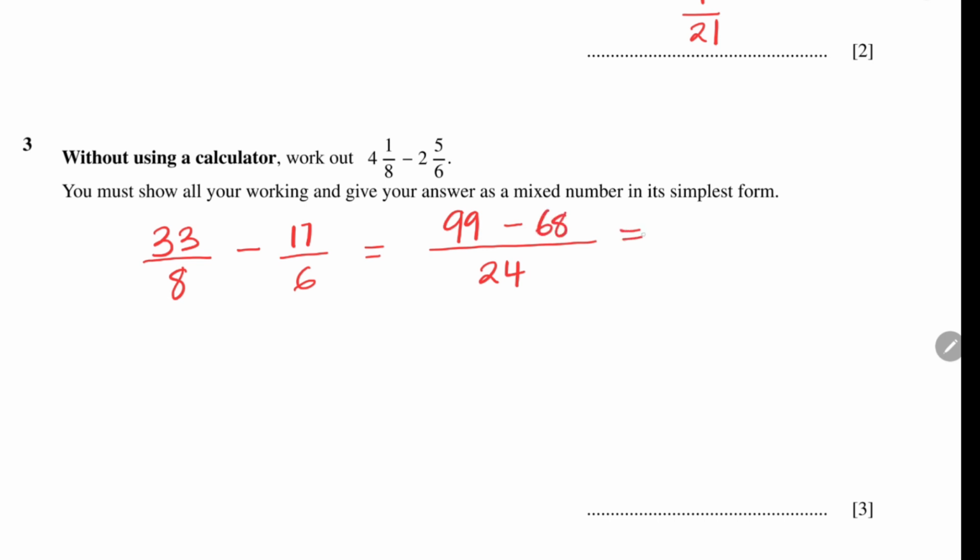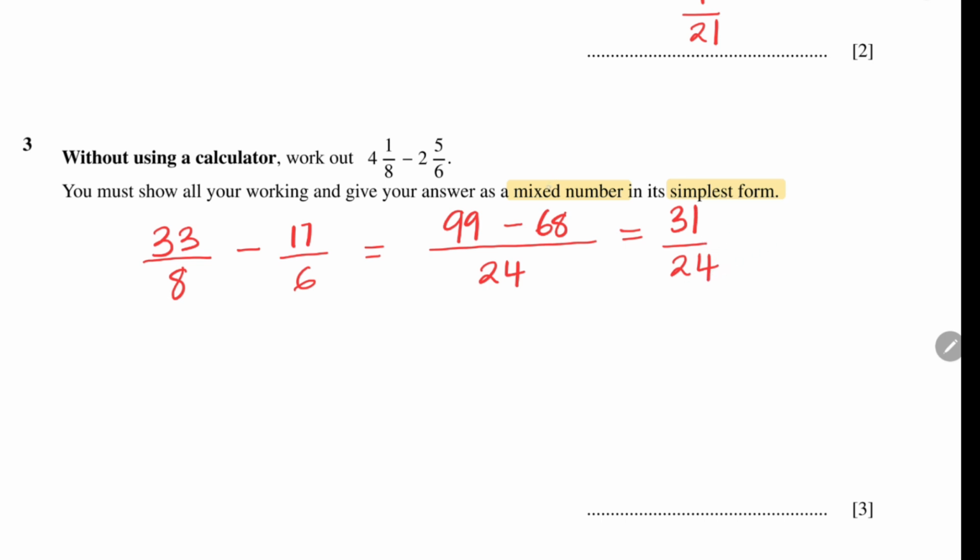99 minus 68 is going to give us 31 over 24. Again, it's been specified in this question that we should leave our answer as a mixed number in its simplest form. So the first check is, is this the simplest form? Yeah, I don't see any whole number that can go into 31 and 24. So this is the simplest form.